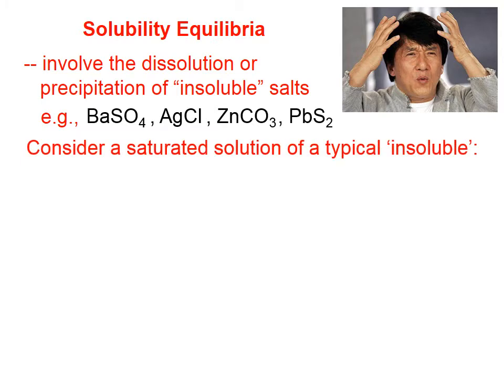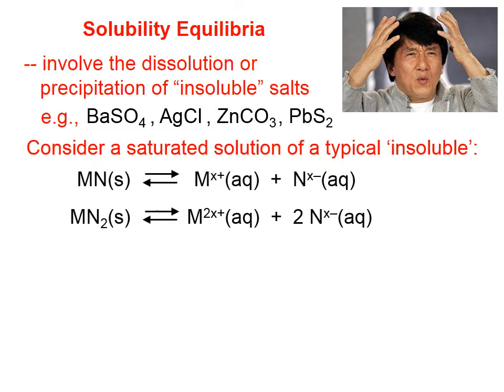Let's consider a saturated solution of a typical insoluble. Here are a couple of patterns that might exist. MnNm, M stands for metal, N stands for nonmetal. We could write cation and anion, but M and N are nice and short and convenient. This first equation might apply for something like the silver chloride that I'm circling here near the top of the screen. The ratio of ions is 1 to 1.